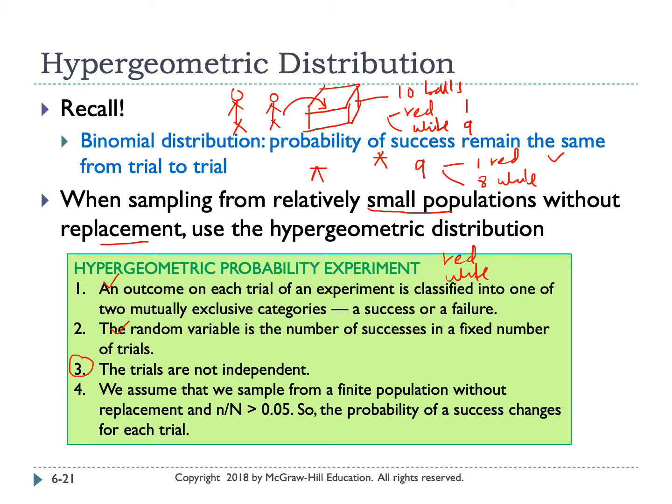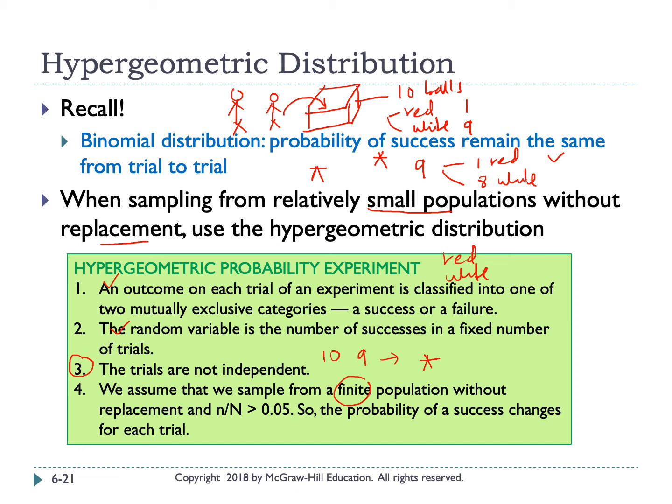Number 3 is something different. The trials are not independent. Every time someone picks a ball, the size of the population changes. First time you have 10 balls, second time you have 9 balls, and it will keep reducing as more people pick a ball. The more people pick, the pi is changing, and the higher the chances of success, or getting the red ball. And the last one, we assume that we sample from a finite population. It means a small population without replacement, meaning you didn't put the ball back into the box.